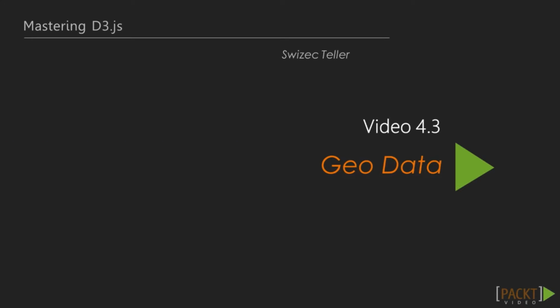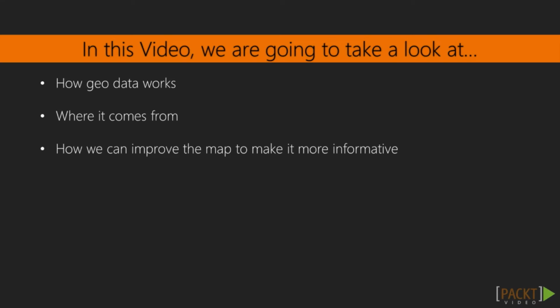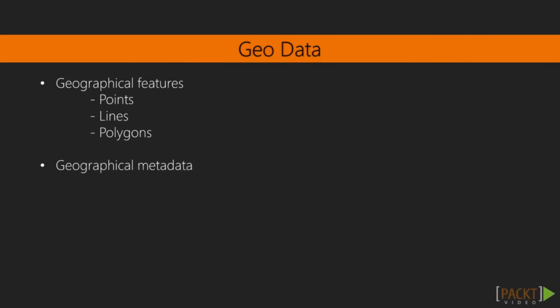In the previous 2 videos, we cared only about making a pretty map and glossed over some important details about the data. Our map also correlated strongly with population and wasn't very informative. Let's look at how geodata works, where it comes from, and how we can improve the map to make it more informative. Every good map needs 2 types of data, the geographical features and the metadata.